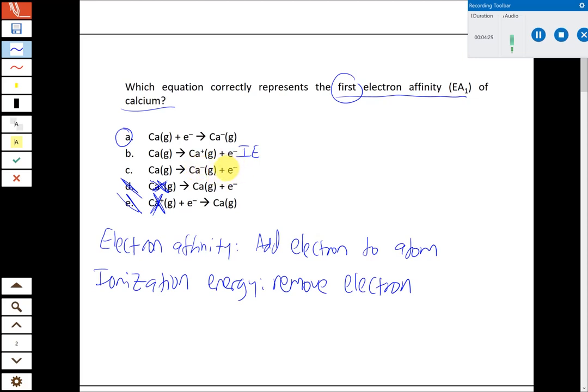All right, and the way you can know that is to look at the left side of the arrow here: there's no charge, just neutral calcium. On the right side of the arrow, there's a -1 and a -2 charge, a total of -2.